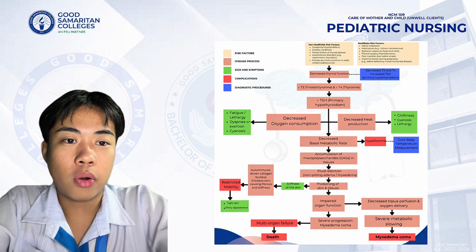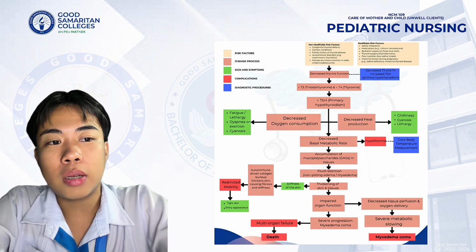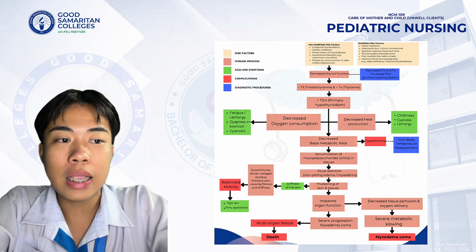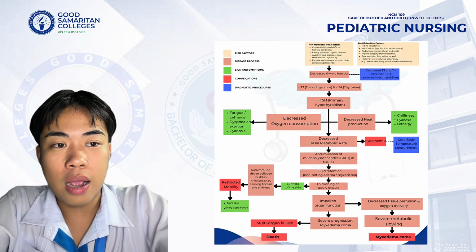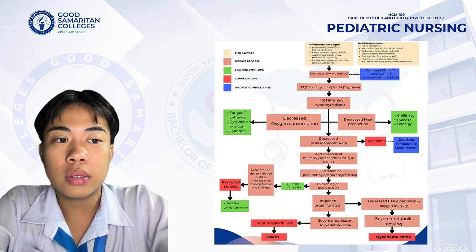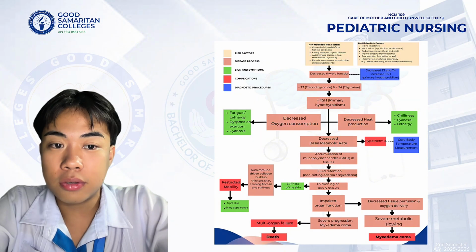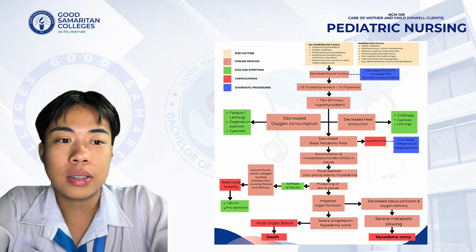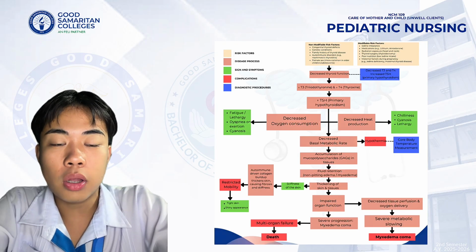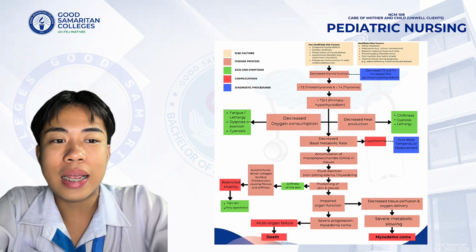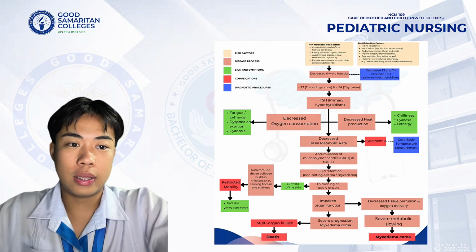Due to low thyroid hormones, the body's metabolic processes slow down. This leads to decreased oxygen consumption, reduced heat production, and slower cellular activity. As a result, patients may experience symptoms like fatigue, weight gain, intolerance, constipation, dry skin, and slow heart rate.